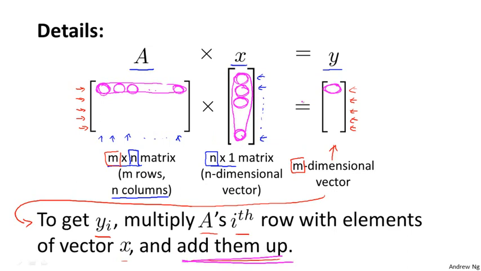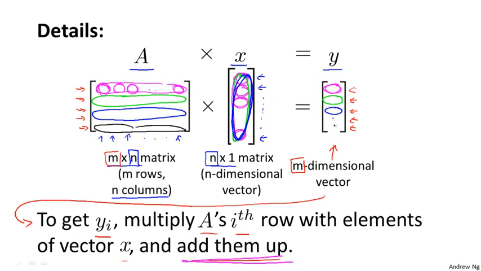Then when we want to get the second element of y, like say this element, the way we do that is we take the second row of A and we repeat the whole thing. So we take the second row of A and multiply element-wise with the elements of x and add up the results of the products, and that would give me the second element of y. And you keep going. I'm going to take the third row of A, multiply element-wise with the vector x, sum up the results, and then I get the third element, and so on until I get down to the last row, like so. Okay? So that's the procedure.